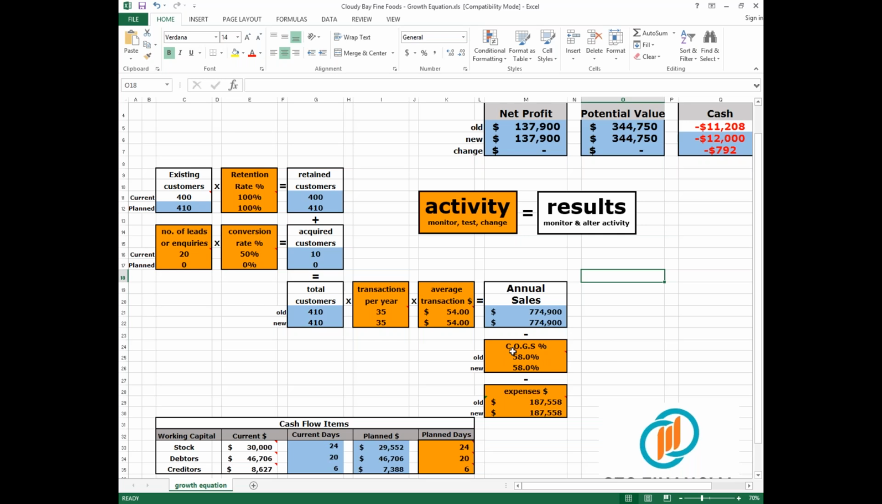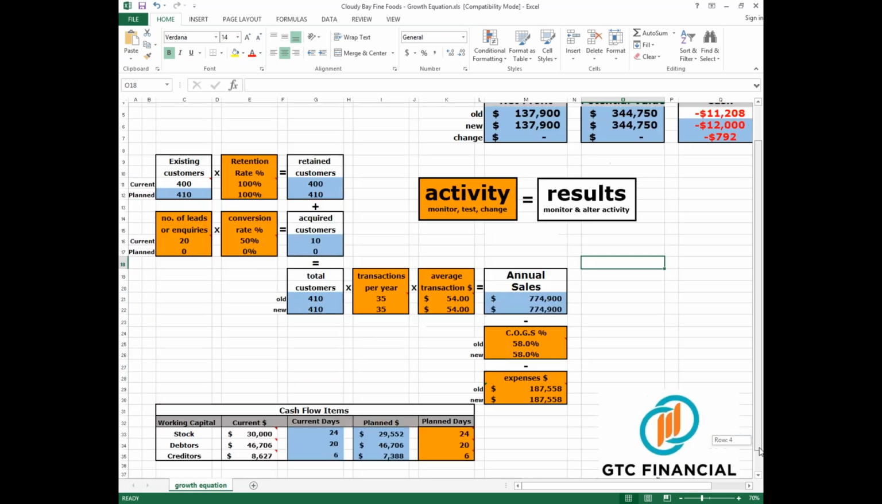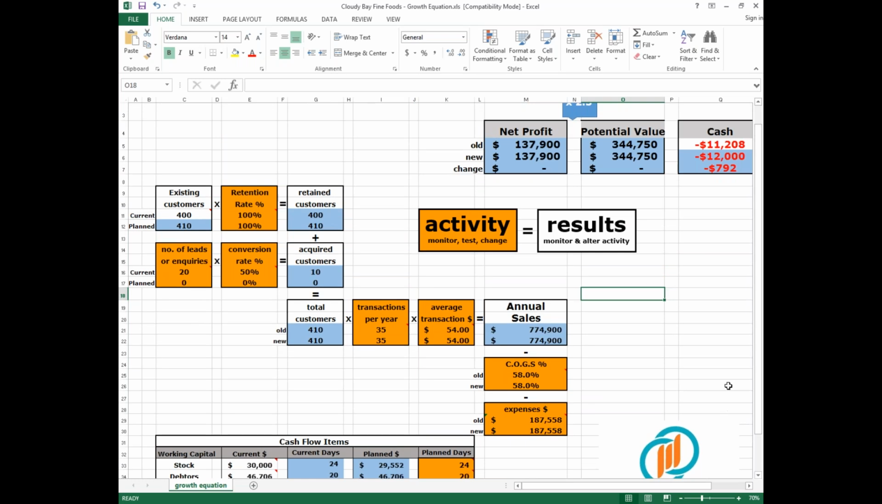Of the cost of goods sold, that's the products that she's selling, 58% of her sales went in cost of goods sold. That's why she only achieved a gross profit margin of 42%. And she had business expenses, her rent and staff and all of the other costs associated with running her business, of 187,000. And that gave her 137,900 profit. We talked about her stock, debtors and creditors before. So what we're now going to do is work out how we can actually help Nigella.